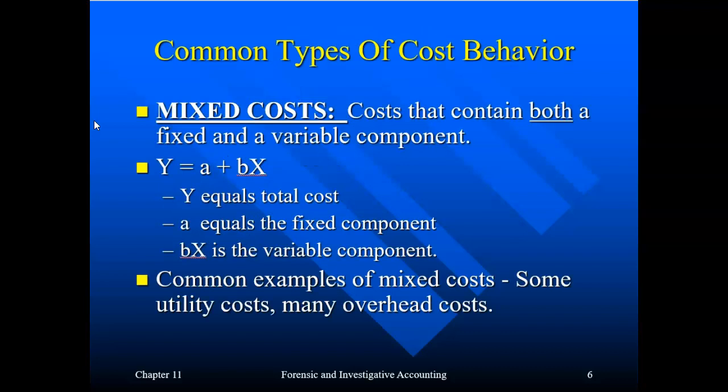Now, I didn't cover the fixed cost and variable cost on these slides. Those should be apparent. Mixed cost, this should be familiar to you. I wanted to cover this one formula: Y equals A plus BX. Make sure you know this. Y equals the total cost, A equals the fixed component of the cost, and BX is the variable component. Common examples are utility costs, overhead costs, and so forth.